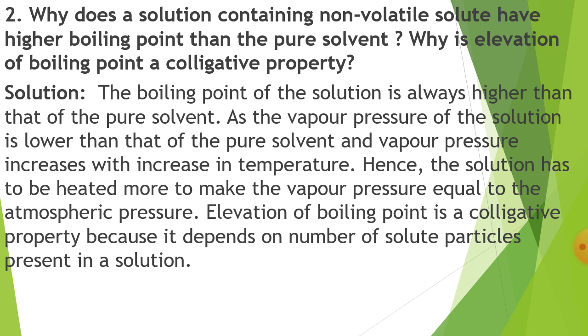The answer: the boiling point of a solution is always higher than that of the pure solvent, as the vapor pressure of the solution is lower than that of the pure solvent, and vapor pressure increases with increase in temperature. Hence the solution has to be heated more to make the vapor pressure equal to the atmospheric pressure. As I told you, the surface molecules of the solvent are covered by non-volatile solute molecules, which decreases the vapor and hence also the vapor pressure. That's why we have to increase the temperature.